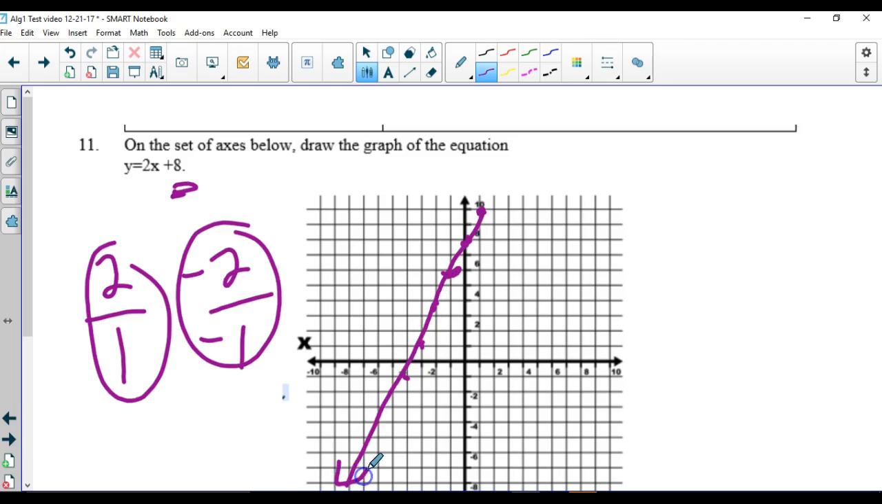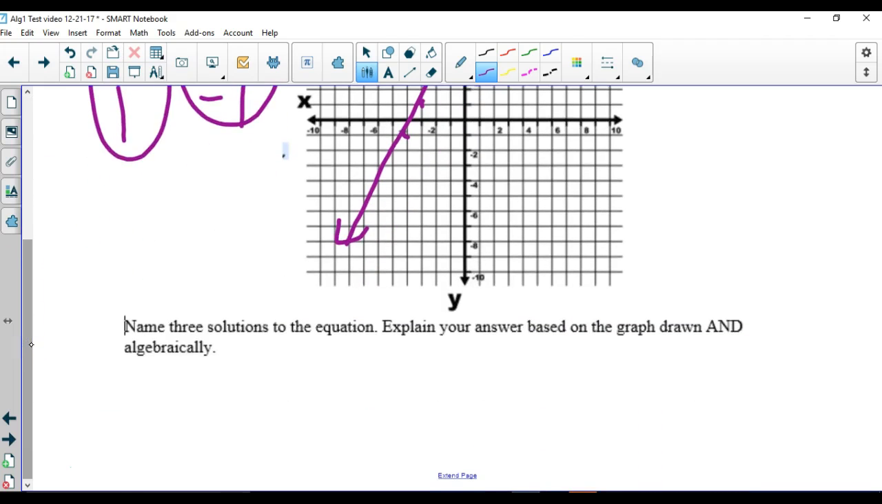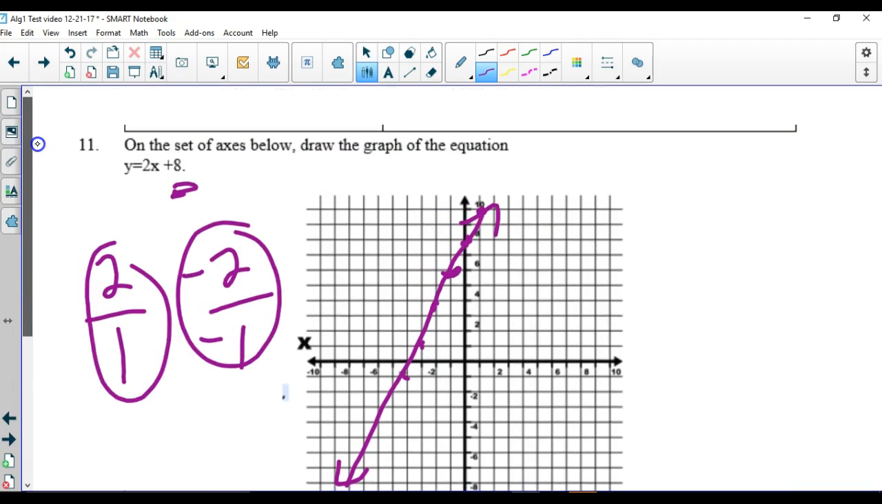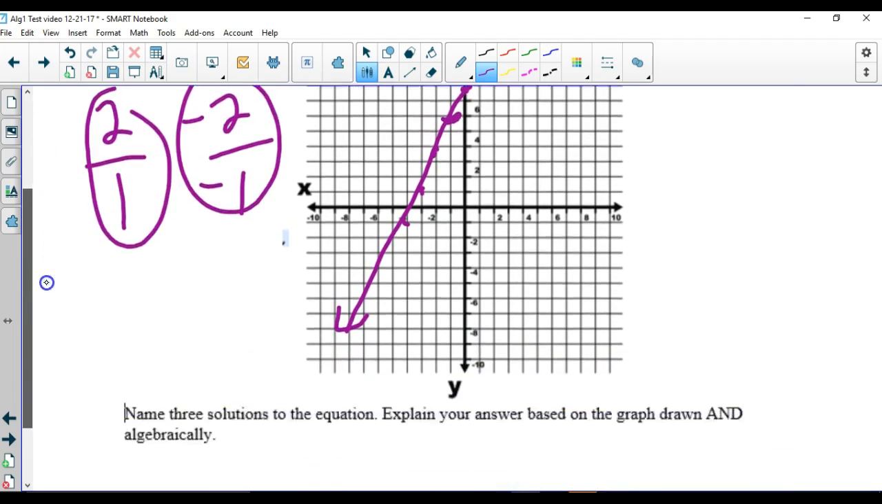Okay? Try to draw your line a little straighter than mine. My line's a little not straight. So, name 3 solutions to this equation. Explain your answer based on the graph and algebraically. So 3 answers. I'm going to just pick 3 points on the graph. That's all you have to do.